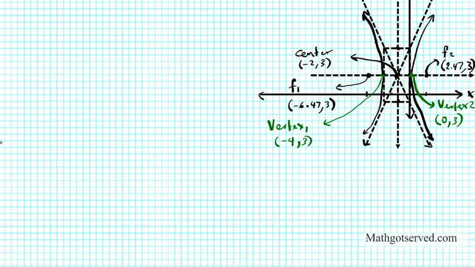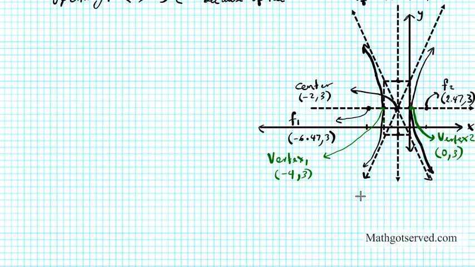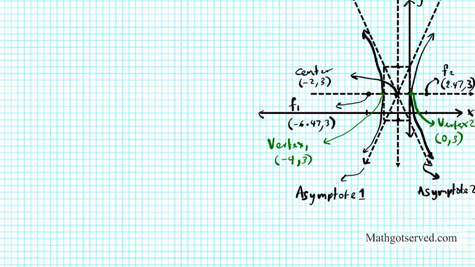Okay? All right. Now moving along, let's go ahead and write down the equation of our asymptotes. We have two asymptotes. We have asymptote number 1 and asymptote number 2. Let's start with asymptote number 1. So this one right here is asymptote 1. And then this other one right here is asymptote 2. Now to write the equation of these asymptotes, we're going to simply use the formula y minus y1 equals m(x minus x1).